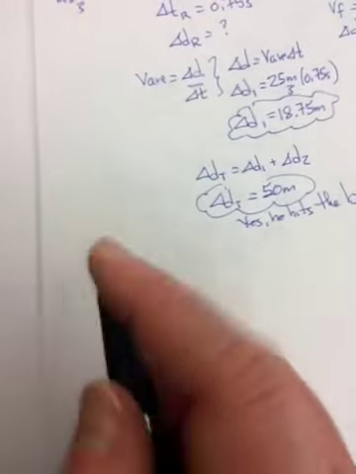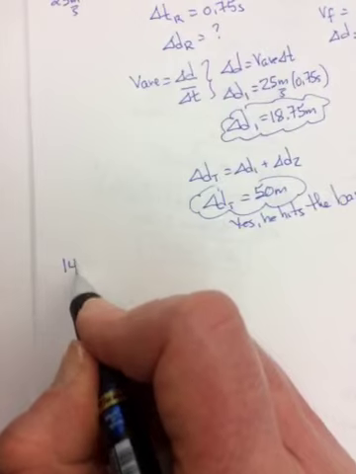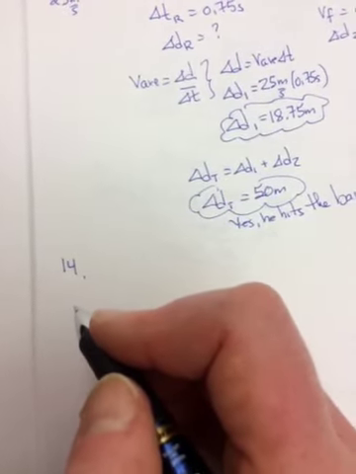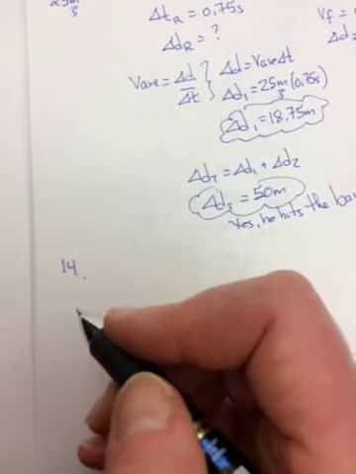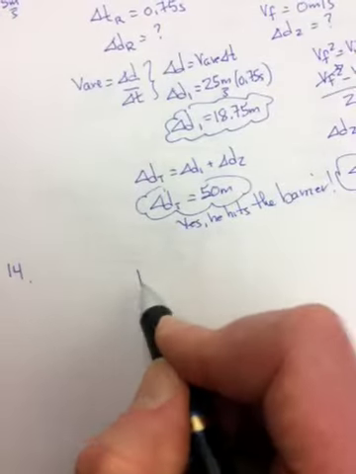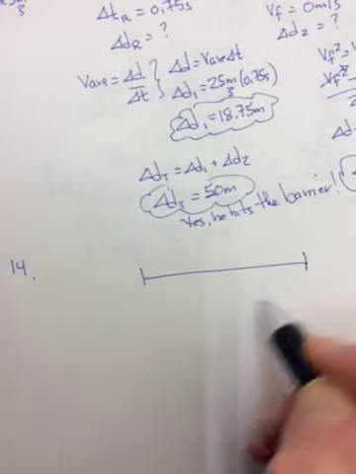Number 14, just trying to find the edge of my page here. 14 says, a car moving with a constant acceleration covers a distance between 2 points 60 meters apart in 6 seconds, okay? So here's one point, here's the other point.